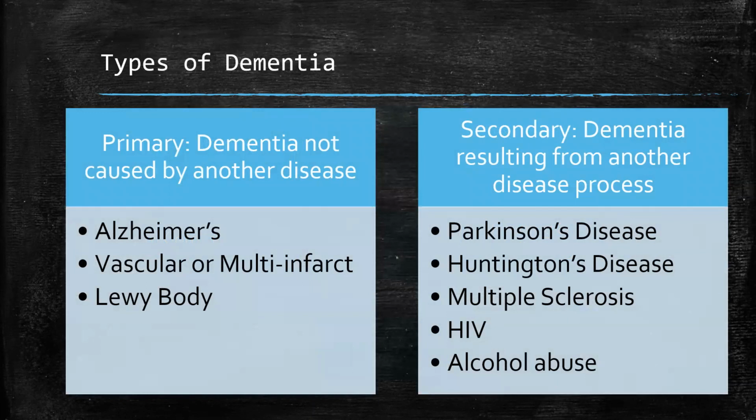We can break dementia down into two different types. So there is primary, which is dementia that is not caused by another disease. This includes Alzheimer's, vascular or multi-infarct, and Lewy body dementia. We also have secondary, which is dementia that is resulting from another disease process. So for example, someone could have dementia related to Parkinson's disease.